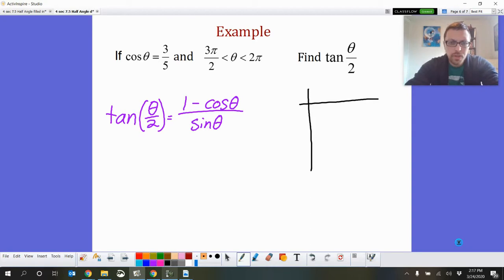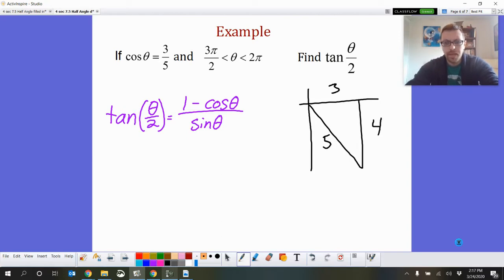Here we go. So it is in the fourth quadrant. I can tell because 3 pi over 2 is down here, and then our 2 pi is over there. I don't really care where half angle is because I don't have to worry about that for tangent. So I'm going to draw my angle. Cosine is adjacent over hypotenuse. So I know this thing is 3 and I know that is 5. And hey, that's a 3, 4, 5 Pythagorean triple. That's one of our cool Pythagorean triples.